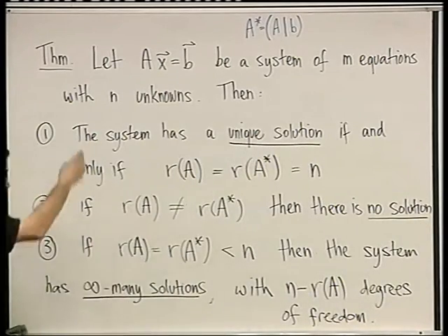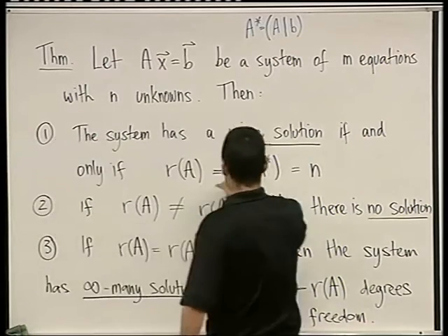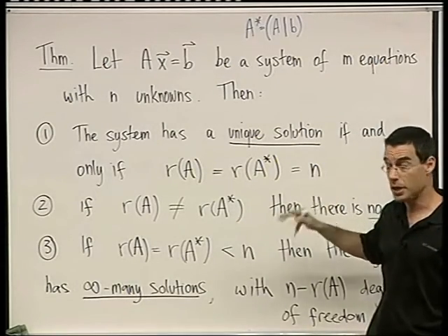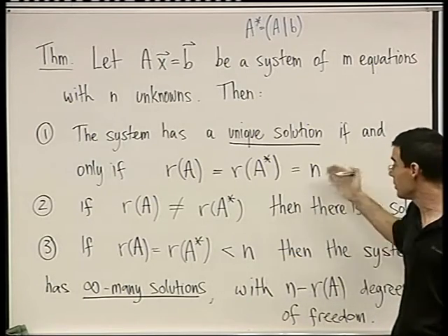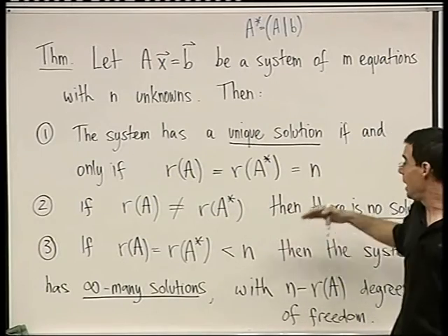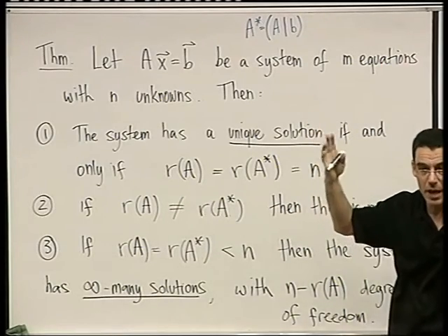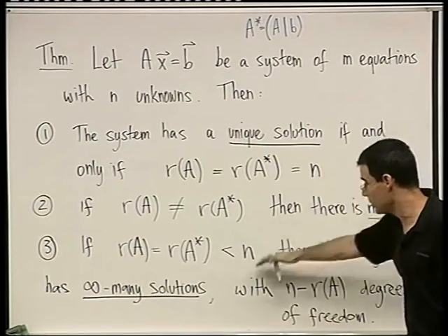In particular, if you look at this theorem for a second, you can see that these three possibilities exhaust all the various possibilities. Either the rank of A is equal to the rank of A star, or it's not. If it's not, that's it, no solution. If it is, either it's equal to n or it's less than n. It can't be bigger than n because the total number of rows can never be smaller than the rank. The rank is how many non-zero rows you have. You can't have more non-zero rows than rows.